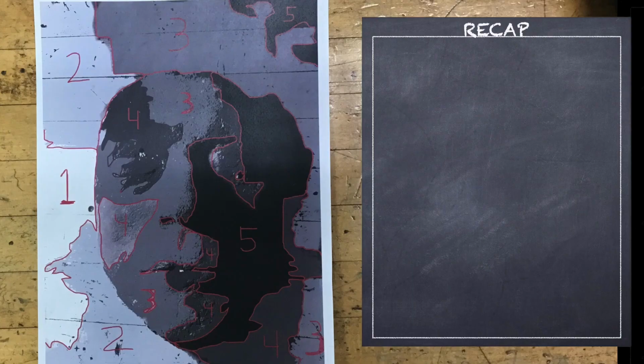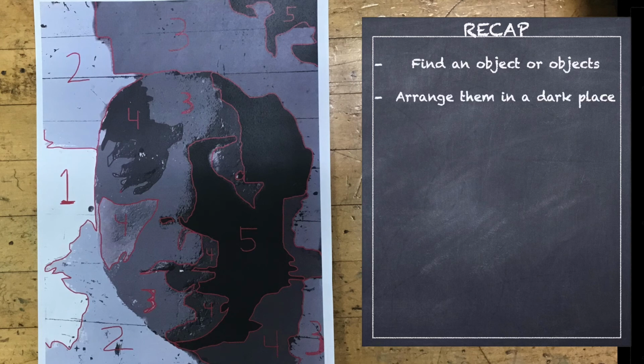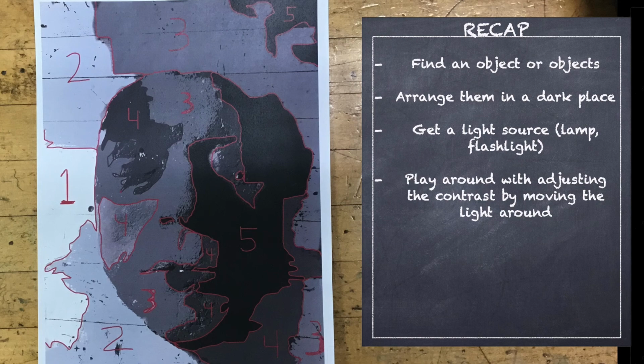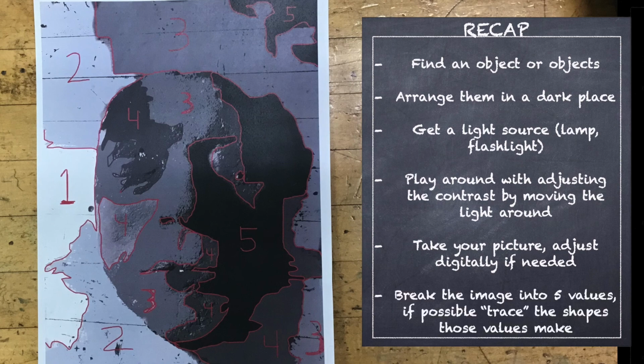For today's lesson, you need to find an object or some objects to work from. You need to put them into a dark space. You need to get yourself a light source and shine it onto those objects. You need to play around with adjusting the contrast by moving the light around. Take your picture, adjust digitally if needed, and break the image into 5 different values. Last, you need to break those 5 values into shapes. You can do this by tracing if you're able to print it, or you can do it digitally.